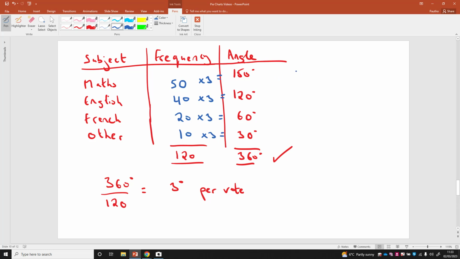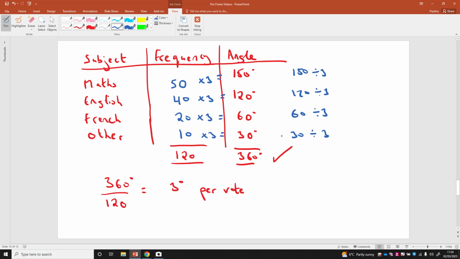So just to recap here, all I've done is 150 divided by 3 here, 120 divided by 3 here, 60 divided by 3 here, and 30 divided by 3 here. And that will always work. To work backwards, just divide by your multiplier.